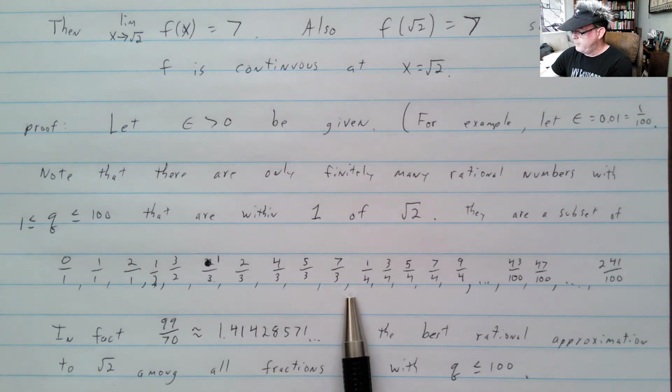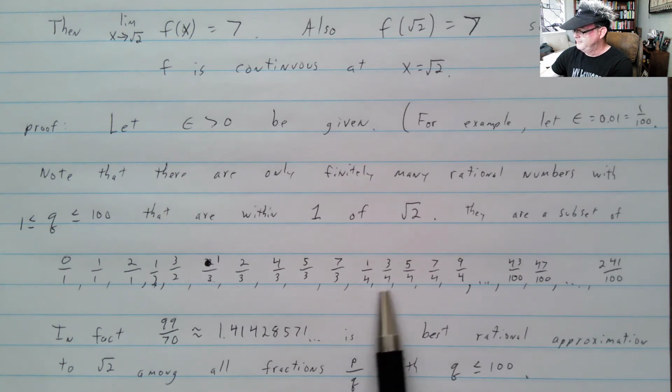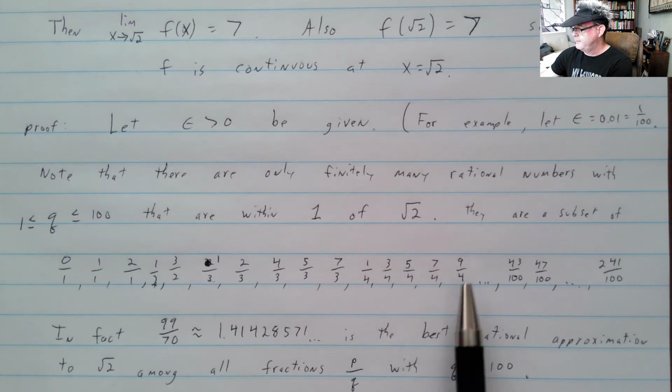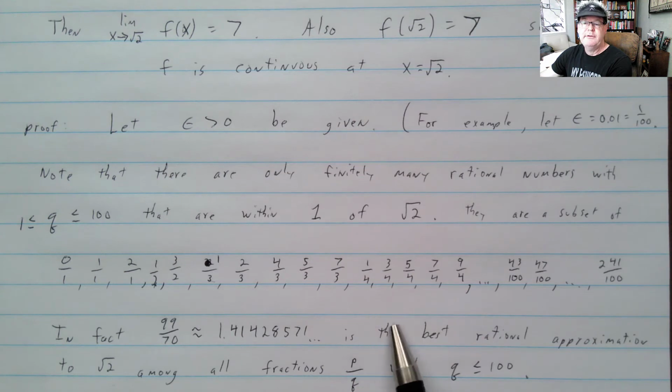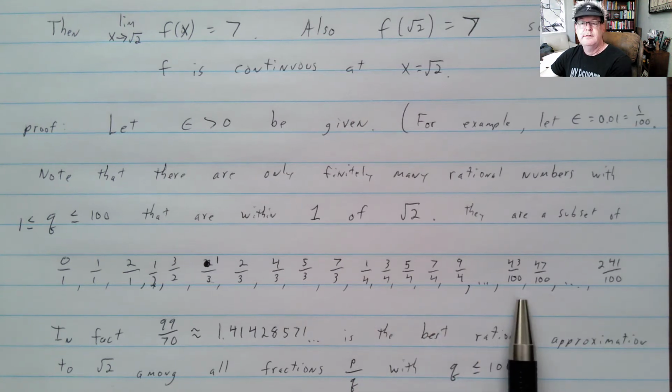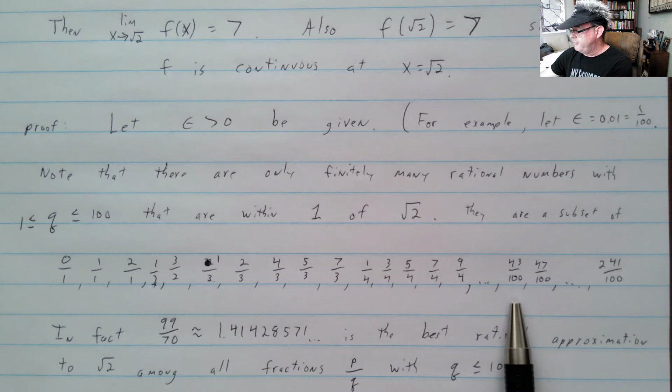And then with denominator 4, 1/4, actually that's more than 1 away, but I listed it anyway. 1/3 is more than 1 away from root 2 as well. But anyway, it's a subset of this list. 3/4, 5/4, 7/4, 9/4. That's all the fractions in lowest form that are within 1 of root 2 and have denominator 4. And you just keep going. Just increase the denominator by 1 and then list them and so on. Eventually you'll get to denominator 100, and then 43 over 100 is within 1.